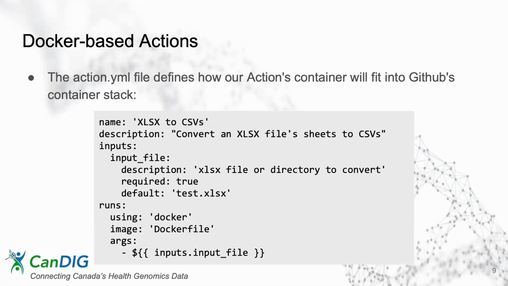So again, an action is a specifically defined setup to explain to GitHub how you want to run this container and what it needs. They define this with a little manifest, a YAML, that defines what the inputs are, what kinds of things those should be, and how to run it. Here, we're just saying that there's an input file, and that's required, and it runs using Docker with the Dockerfile and has this one input argument.